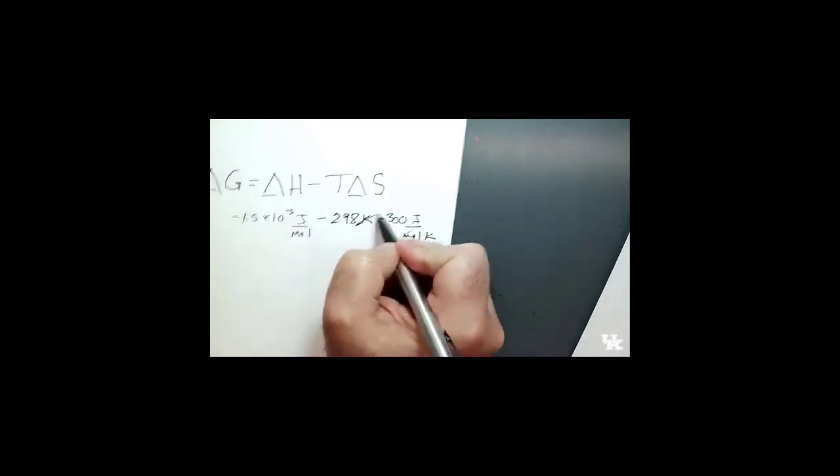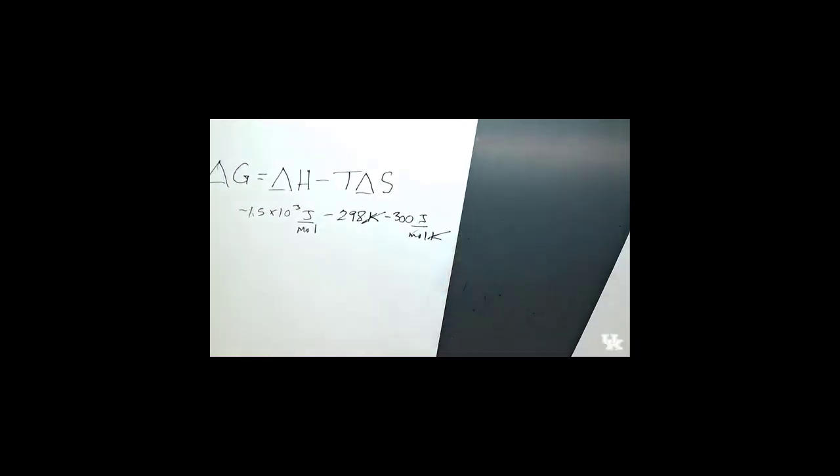We know we set this up right. Kelvin now cancel out. That's why you have to convert the degrees Celsius to Kelvin, because that wouldn't divide out, so it would become unity. So that's why you got to watch your temperature.